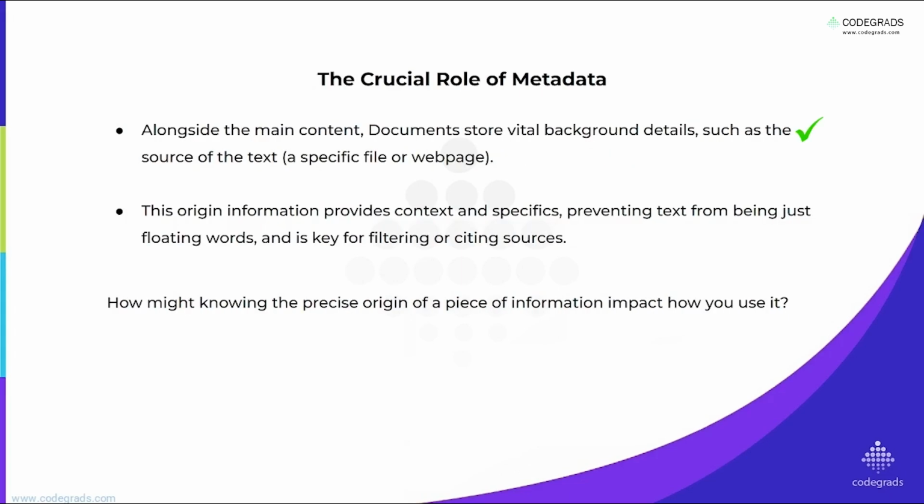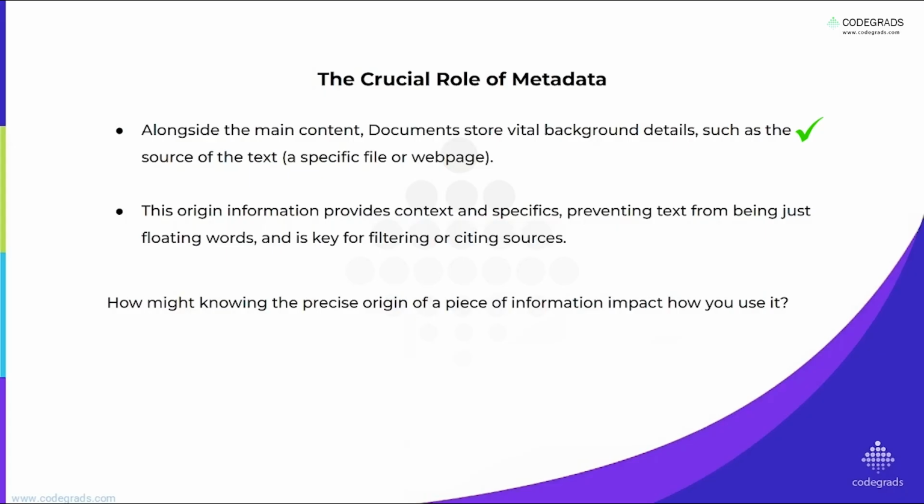Now the crucial role of metadata. Each document loaded, or the document object, includes the metadata, which is extra information about the document like the file name, page number, or source URL. So you can say why it's useful. It helps the model understand the context, improves retrieval, and is useful for filtering and ranking documents.